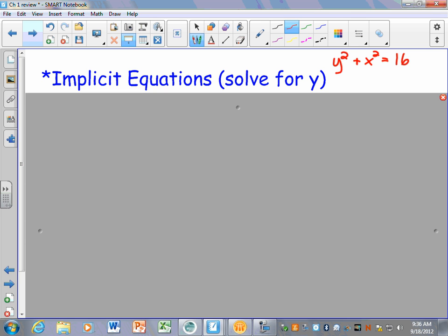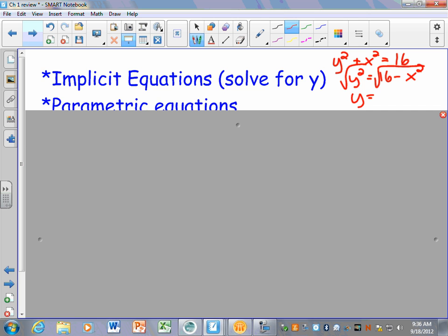Get y by itself. The first thing you should do is subtract x squared. So I'm going to say y squared equals 16 minus x squared. And then I'm going to take the square root of both sides. And here's what a lot of people did on the homework quiz. They said y equals, and they separated this. They said 4, and then they gave me an x with an i or something like that. You cannot break up addition and subtraction in a square root. And so the answer is just plus or minus the square root of 16 minus x squared.